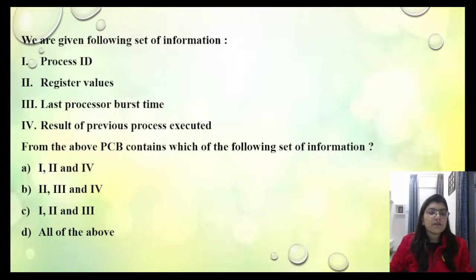We are given the following set of information: process ID, register values, last processor burst time, result of previous process executed. From the above information, the PCB contains which of the following set of information? So you have to tell what all comes in the PCB.